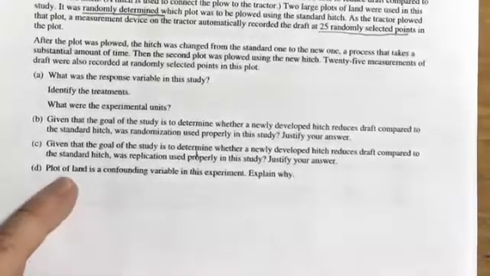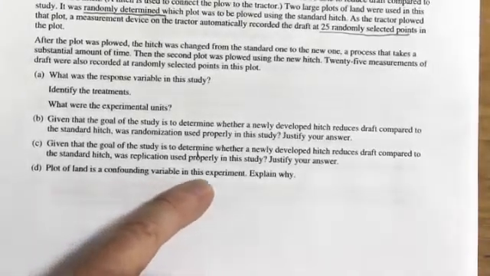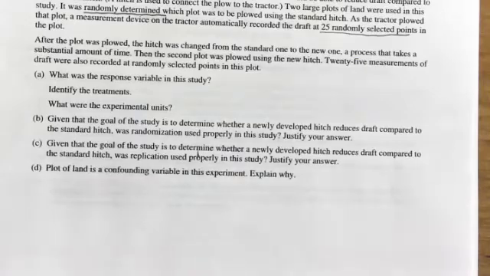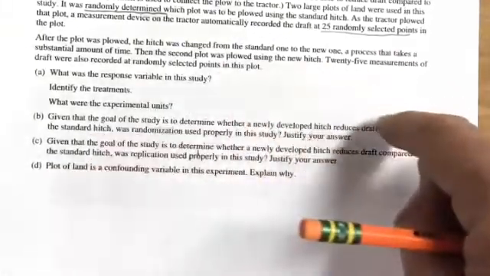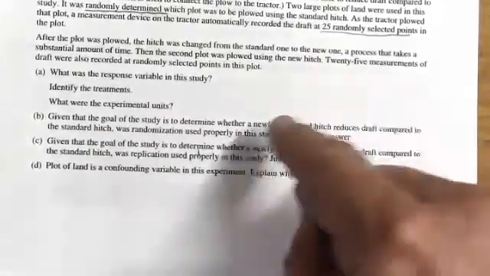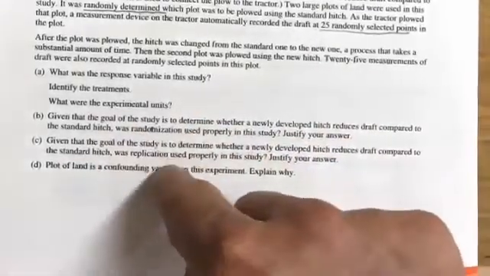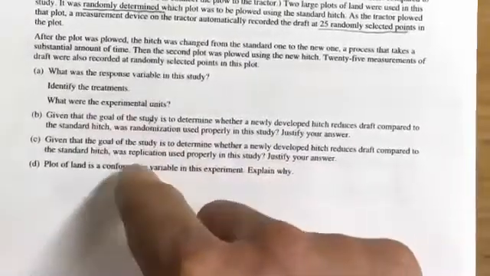And then part D: plot of land is a confounding variable in this experiment, explain why. In other words, let's just say the new hitch had worked a lot better and improved the draft greatly. A problem could be that there could be something different about that plot, because there's just one plot.